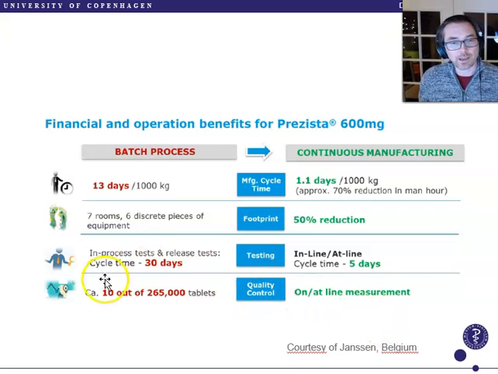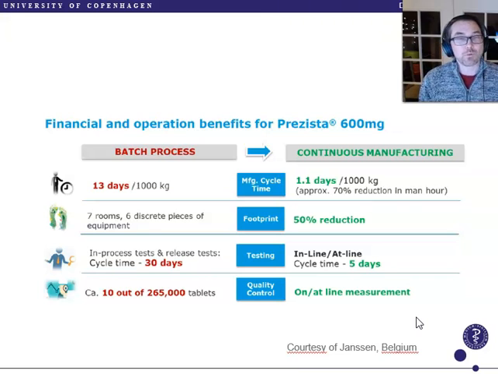So if in a classical setting you can measure in-process control of maybe 10 tablets every 265,000 tablets, then in case of continuous processing you can move on towards basically a real-time release testing scenario where you are analyzing almost every single dosage unit.